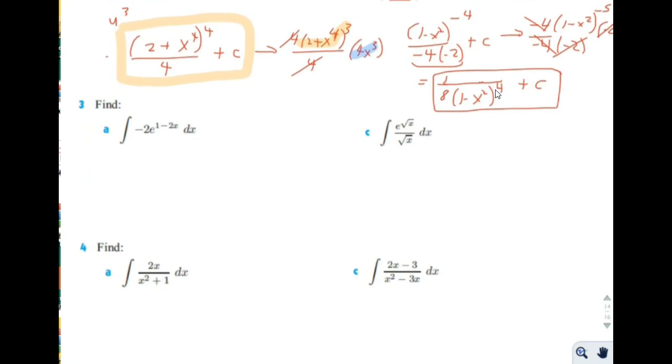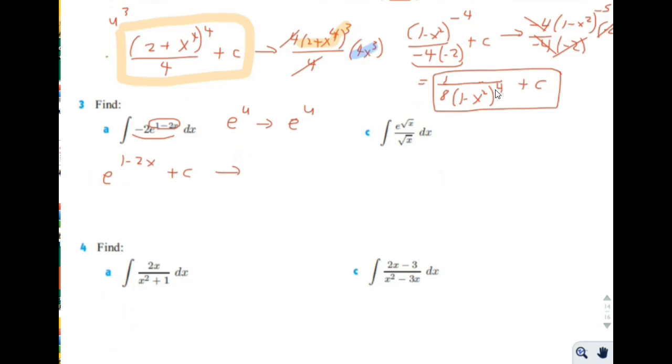Number 3. So we have this messy looking thing. The u substitution is probably going to be this, so we're going to take the integral of e to the u, which would just be e to the u. So let's try that and see. So let's say that the integral is e to the 1 minus 2x itself plus c.